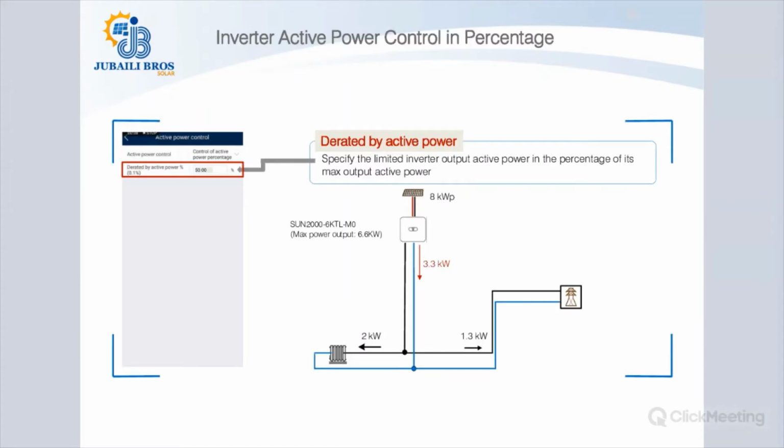Now we can see the control of the active power. As I mentioned, it can be done by percentage, so the inverter output can be derated by a percentage. For example, at 50% for a 6 KTL inverter, which gives a maximum power output of 6.6 kilowatt, if we set the output power to be derated by 50%, then the inverter will generate only 3.3 kilowatt. It will generate 50% of the maximum output power.